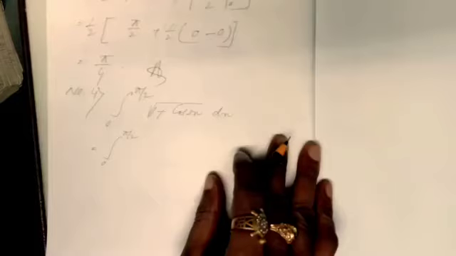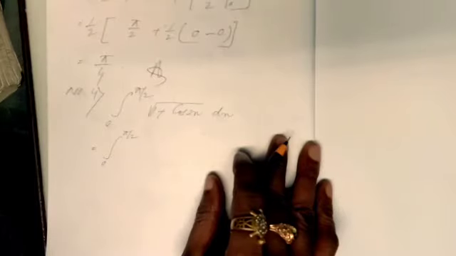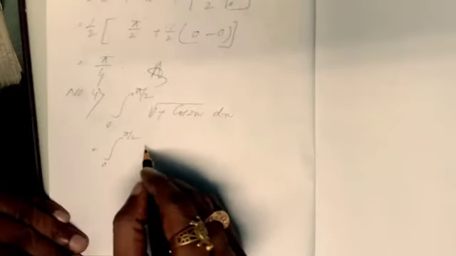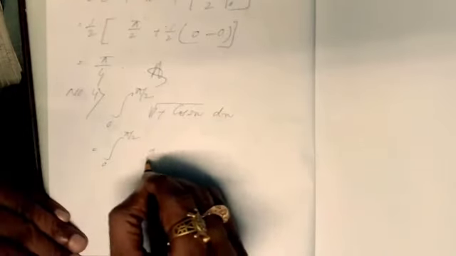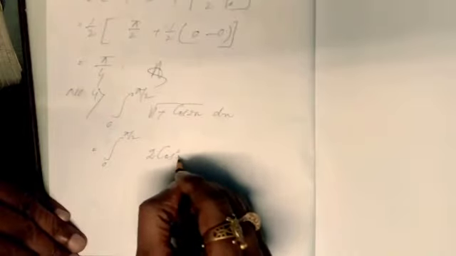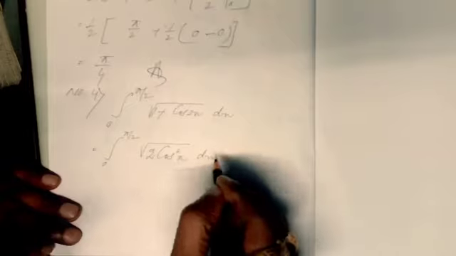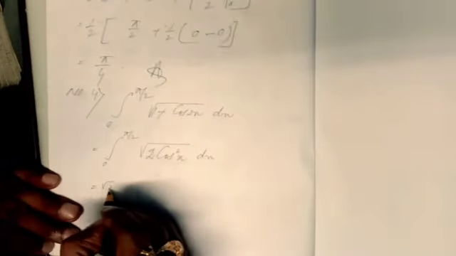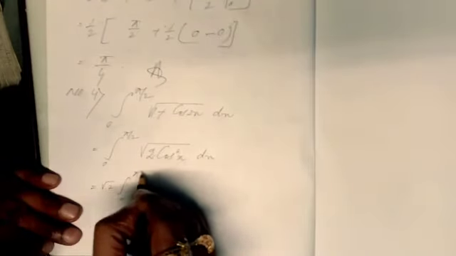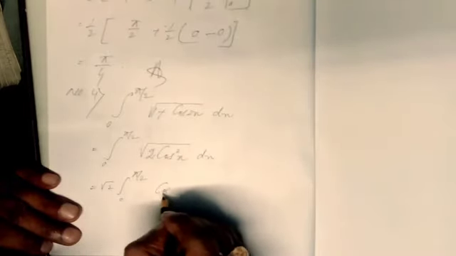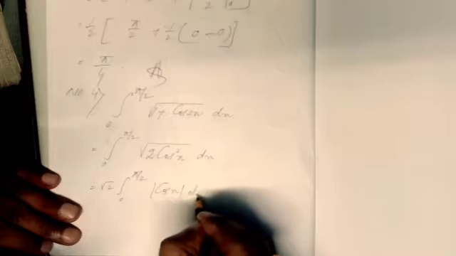Just see the next question, number 4. 0 to pi by 2, root over 1 plus cos 2x dx. The formula for 1 plus cos 2x is 2 cos square x, root over, dx. This will be root 2 taken outside. Integration 0 to pi by 2, root over cos square x is cos x, that is cos x mod dx.